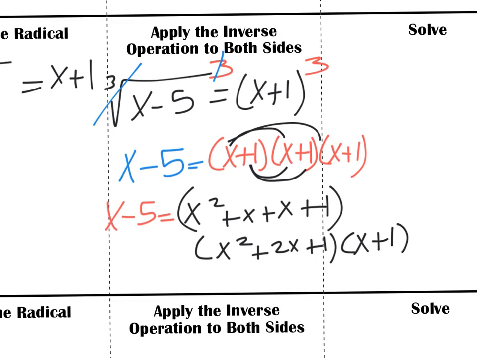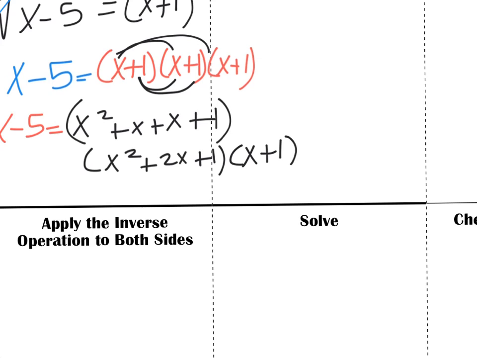So let's go ahead and do that. So x times x to the power 2, that's x to the power 3. And x times 2x, that's 2x squared. And then x times 1, that's an x. Now you have to multiply the 1 by the whole thing. So 1 times x squared is x squared. 1 times 2x is 2x. And 1 times 1 is a 1.